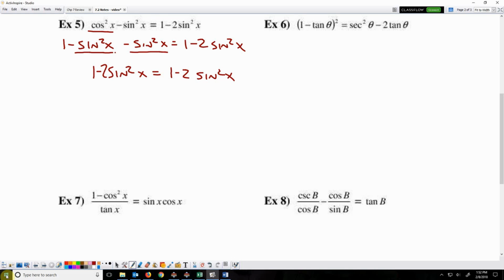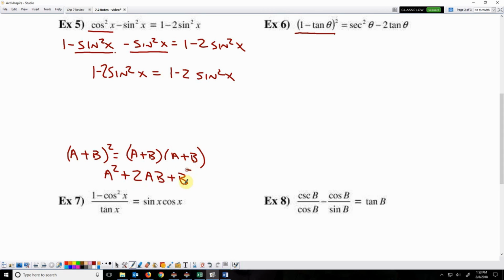On example 6, what we'll do is square this binomial. Anytime I'm squaring a binomial, call it a plus b squared, that's the same as a plus b times a plus b. And every time it comes out to the first term squared plus the product of terms a and b doubled, so 2 times ab, plus b squared. So I've got the first term squared, the product of these is ab doubled, and then the second term squared.